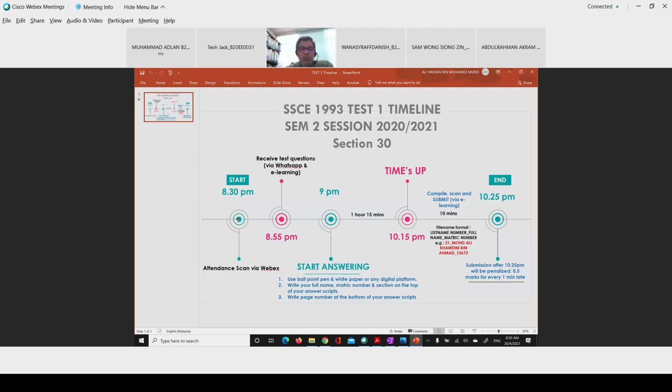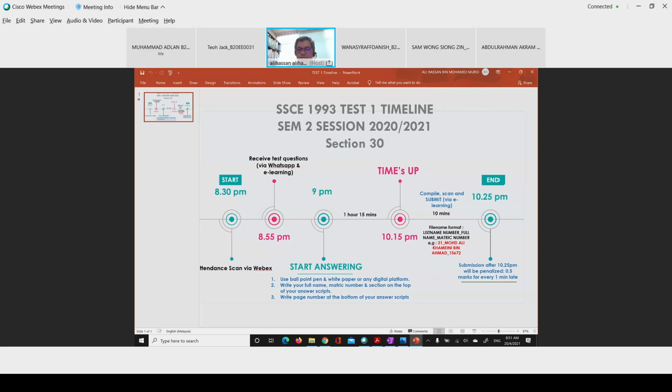You will work on test 1 for 75 minutes continuously, and then stop writing at 10:15 p.m. Then you will be given 10 minutes to compile all your solutions and scan them as a single PDF file. I want you to submit via e-learning. I will create a portal for your test 1 submissions. So make sure you do this within the time given here.